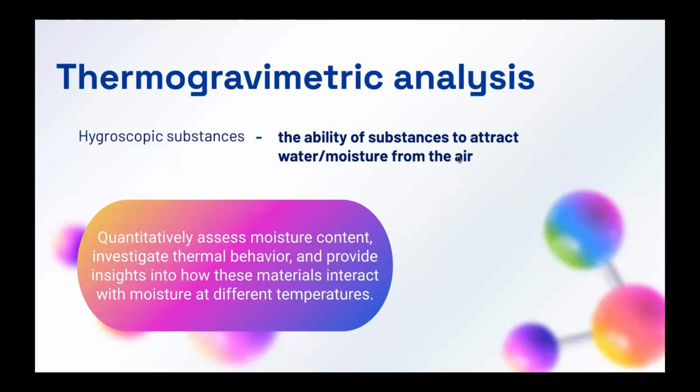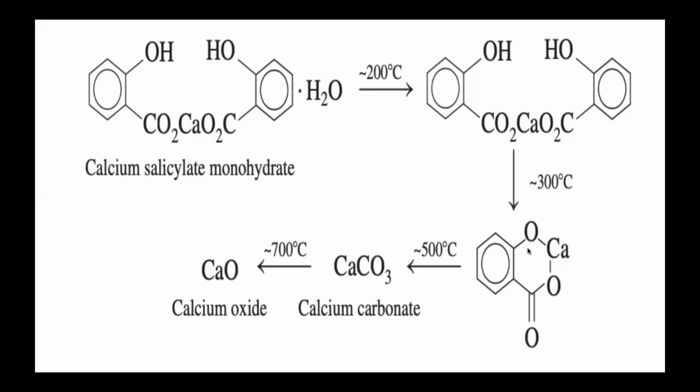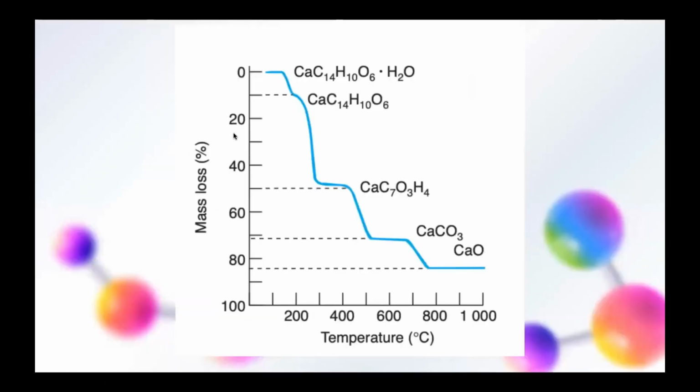Remember that the final product of any gravimetric analysis should be pure, insoluble, of a known composition, and easily filterable. So here is the reaction. As you can see, towards the end, you form calcium oxide, which is of known composition. And here is the curve for the thermogravimetric analysis of the substance. You see the mass loss as you increase the temperature.